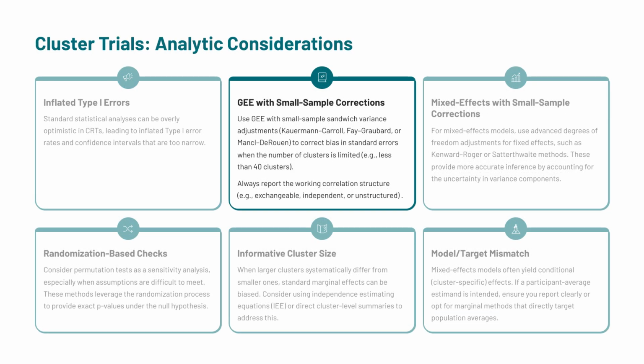For trials targeting a participant average or marginal estimand, generalized estimating equations are appropriate. However, when the number of clusters is limited, apply small sample adjustments to the robust variance to reduce bias in standard errors and improve type 1 error control. Some common sample size corrections include the Kauermann-Carroll, Fay-Graubard, or Mancl-DeRouen.